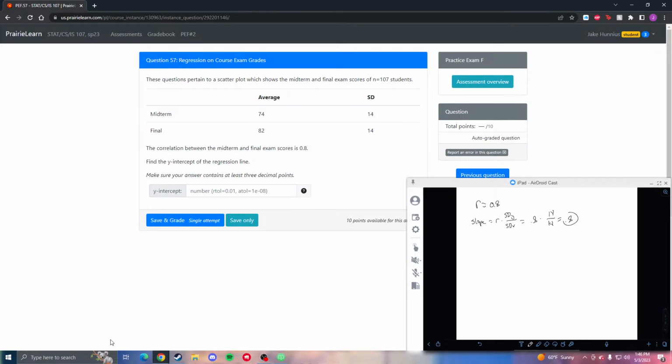So we get our slope is 0.8, and then we just have to do the same thing here. So we have to do our average y is equal to 0.8 times our average x of 74 plus b, and then now we just solve for b. So 0.8 times 74 is 59.2, 82 minus that is equal to 22.8, and that's our y-intercept.